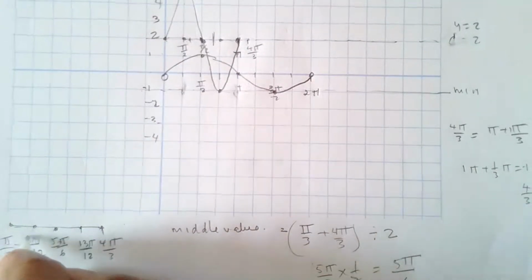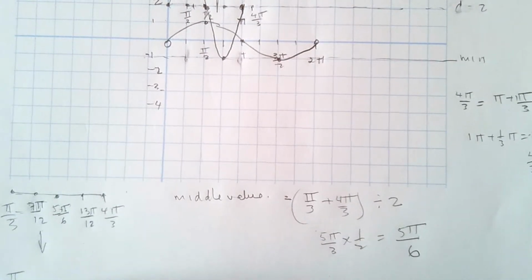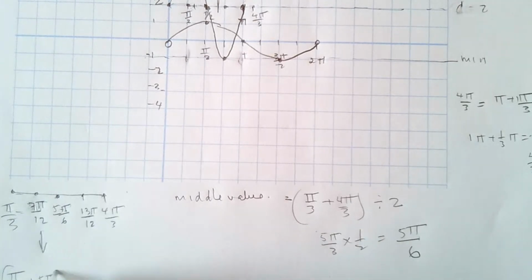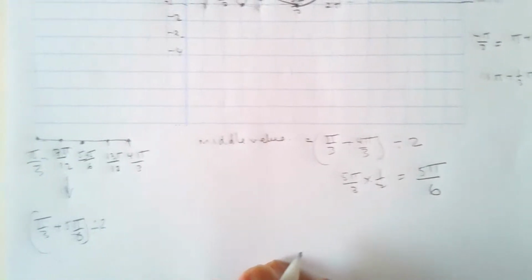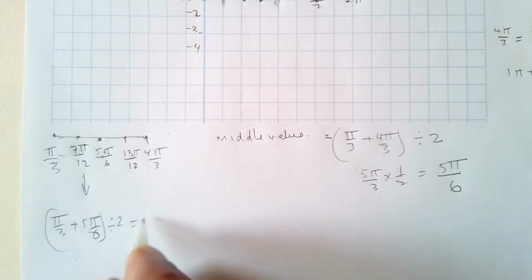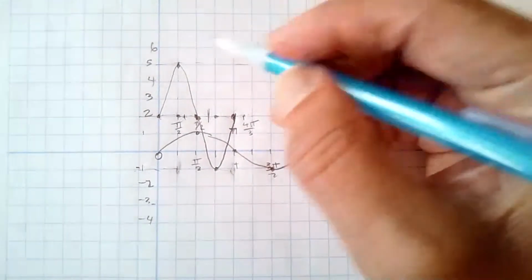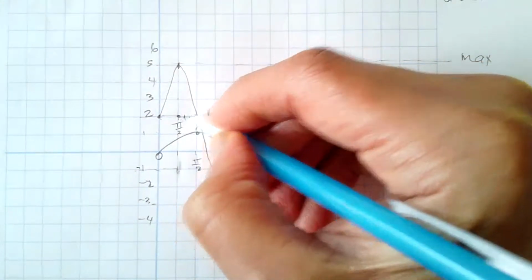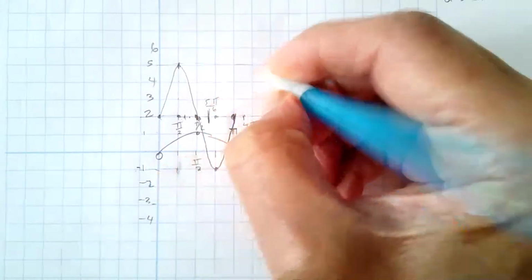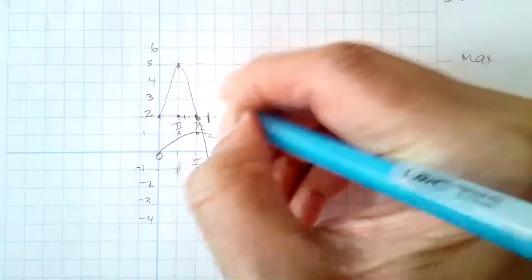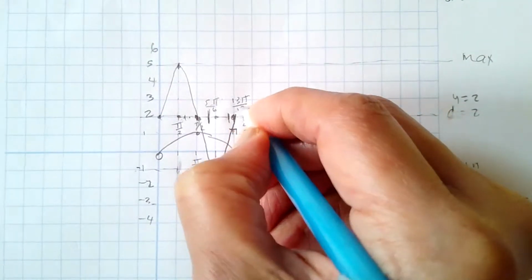So this is basically pi over 3 plus 5 pi over 6 divided by 2. And that will give us 7 pi over 12. So now go back to my graph. So the first one here is 7 pi over 12. So here is our middle. This is 5 pi over 6. And right here, it will be 13 pi over 12.